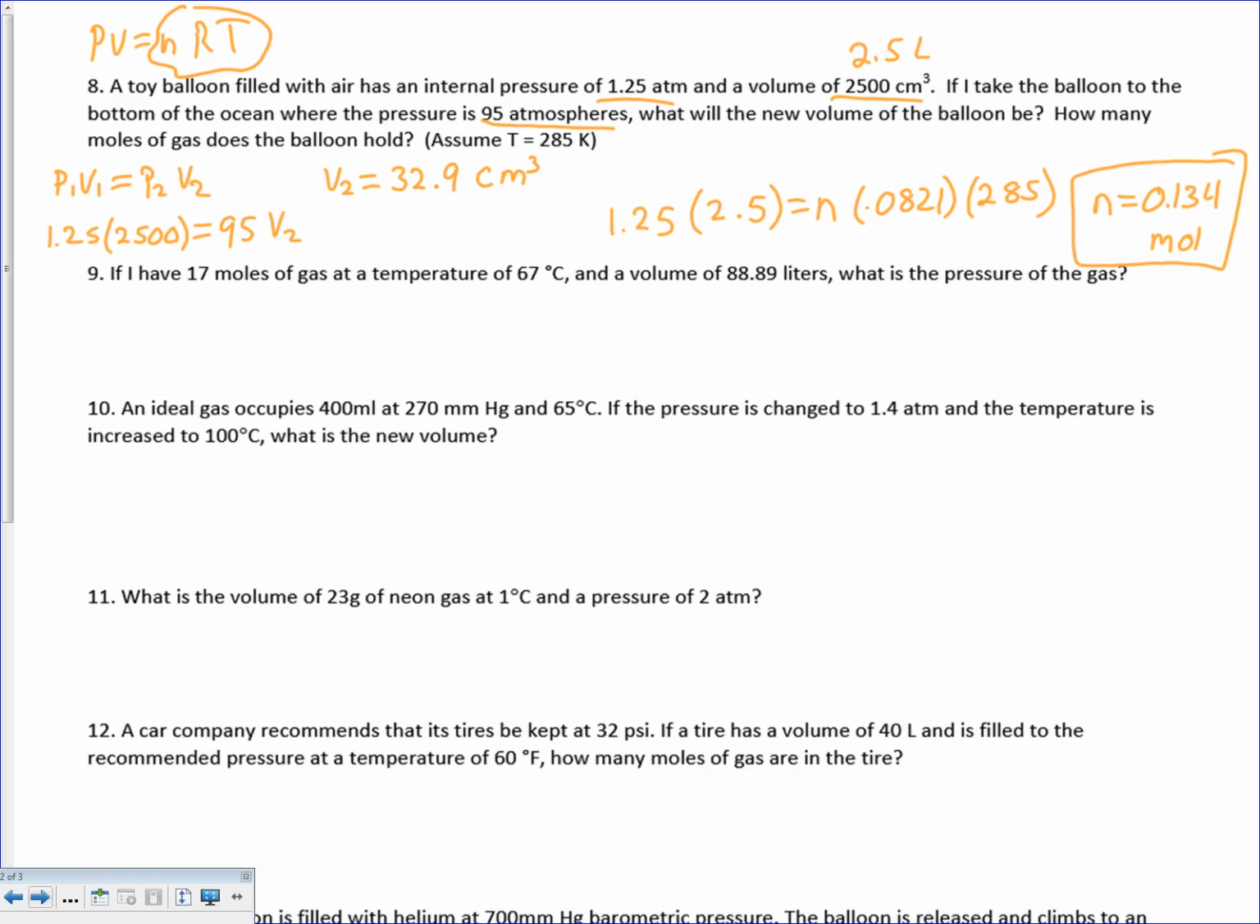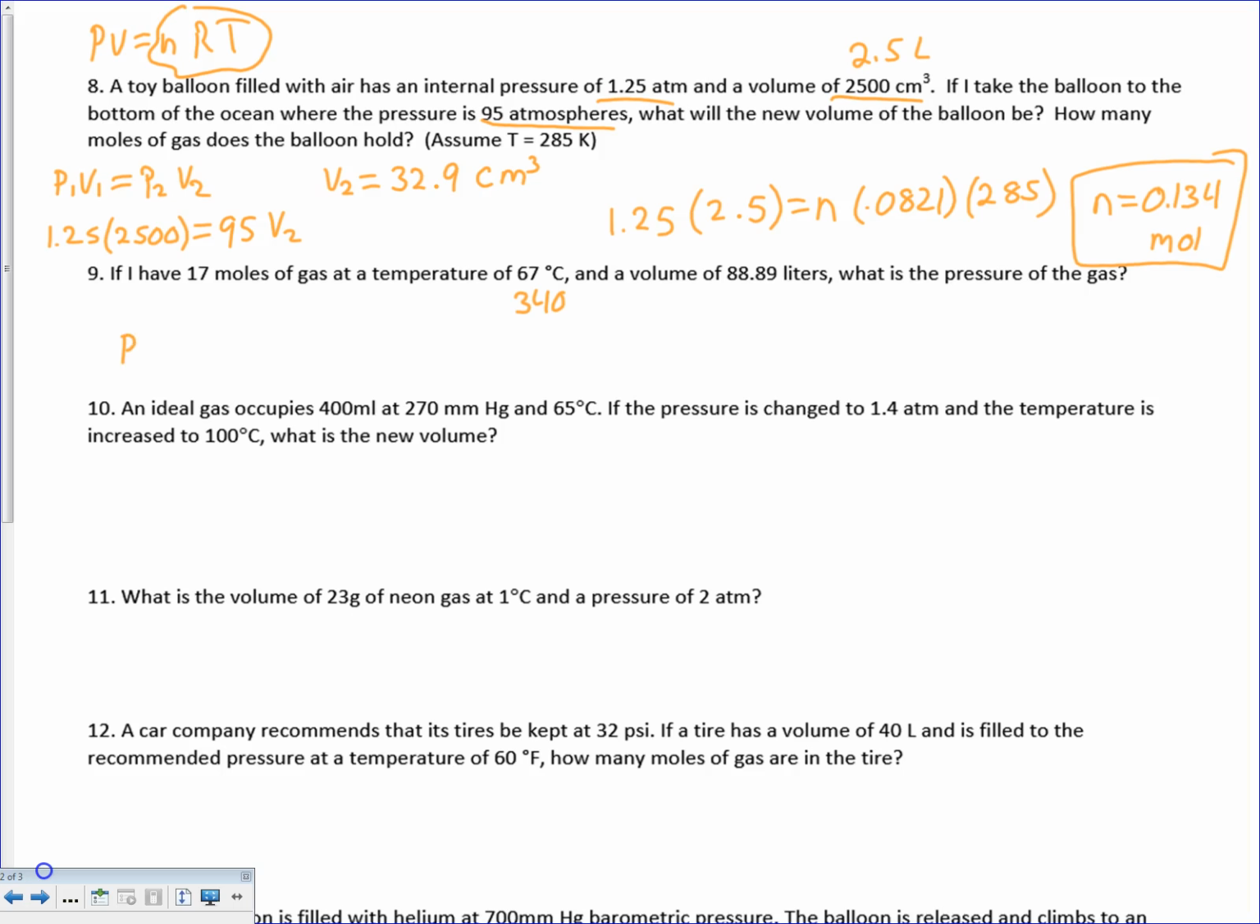Question 9, it says you've got 17 moles of gas at a temperature of 67 degrees Celsius and a volume of 88.89 liters. What pressure will the gas be? This one is one where we're just plugging directly into the PV equals nRT equation again. We have to make sure everything is in the right units. The only thing that we have to change here is degrees Celsius. 67 degrees Celsius is 340 Kelvin. So we'll make that correction.